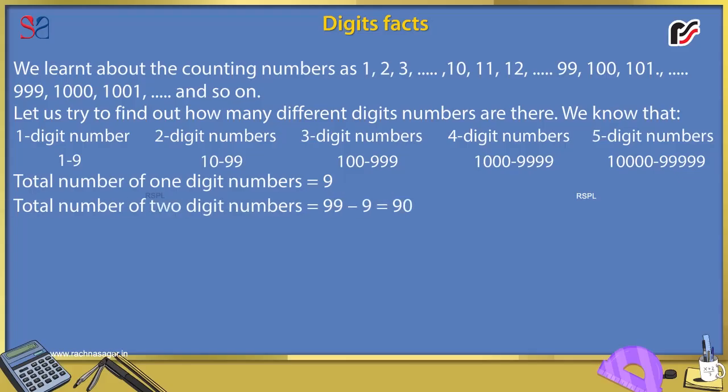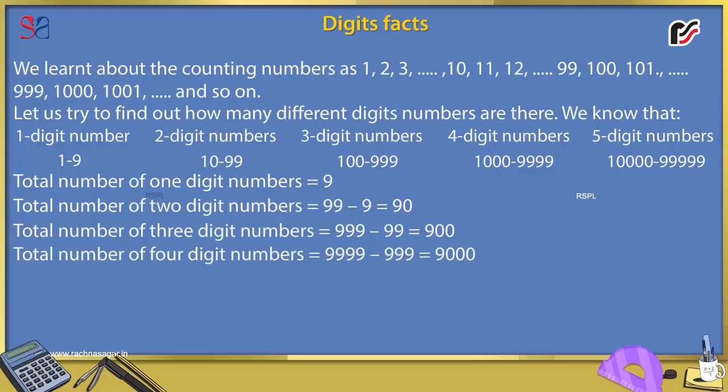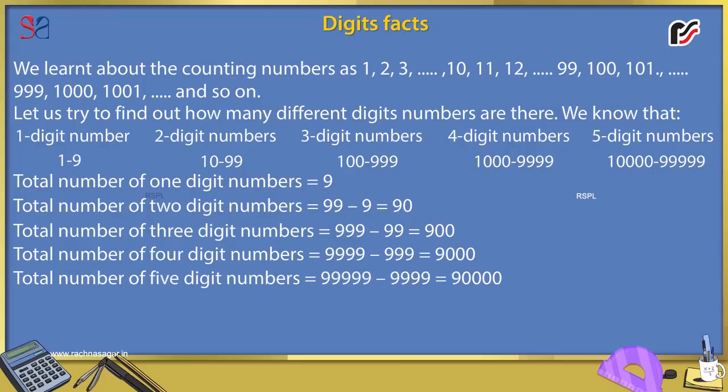Total number of 2-digit numbers is equal to 99 minus 9, which is 90. Total number of 3-digit numbers is equal to 999 minus 99, which is 900. Total number of 4-digit numbers is equal to 9999 minus 999, which is 9000. Total number of 5-digit numbers is equal to 99,999 minus 9,999, which is 90,000.